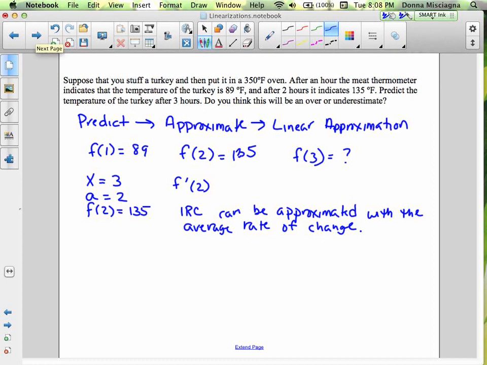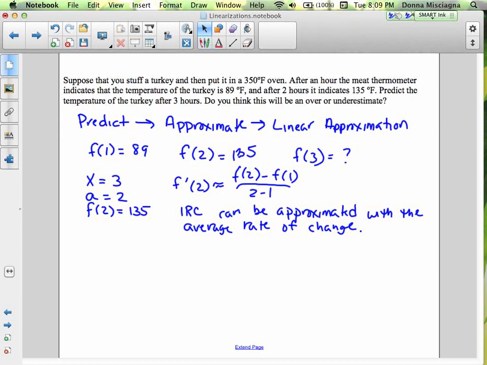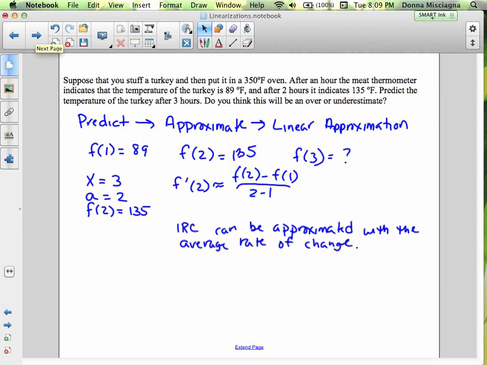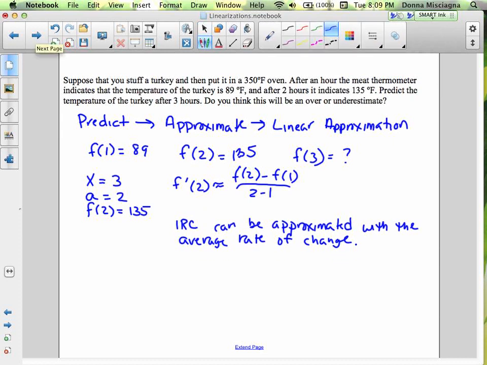Right? So that means that f prime of 2 is approximately, so the average rate of change is just going to be f of 2 minus f of 1 divided by 2 minus 1. I'll just start writing over here now, which is going to be 135 minus 89 divided by 2 minus 1. So that's going to be 46 degrees.